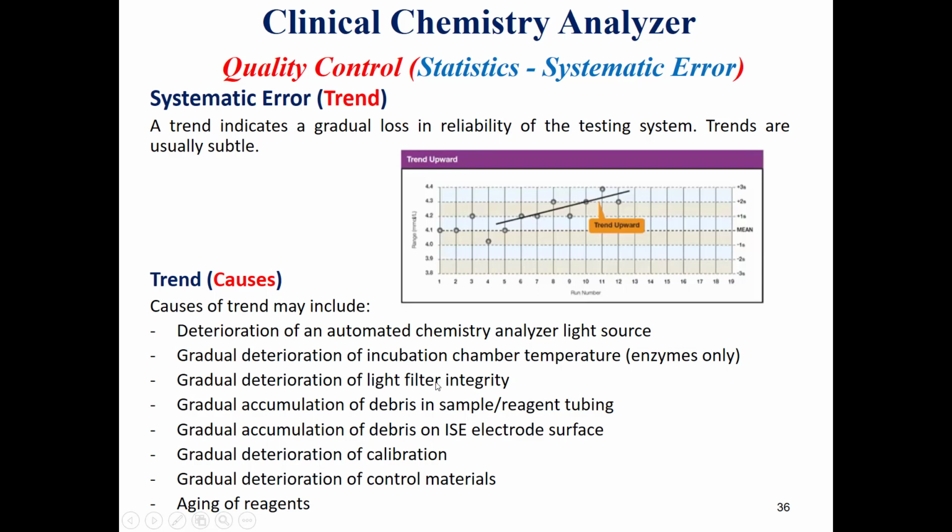Another reason could be the deterioration of the light filter integrity, or accumulation of debris on a sample reagent. As we said, this is a gradual change in the value. Another reason is gradual deterioration of calibration or of control materials, or aging of the reagents itself.